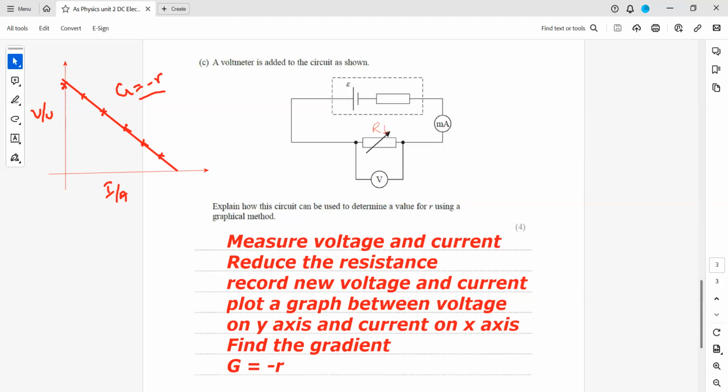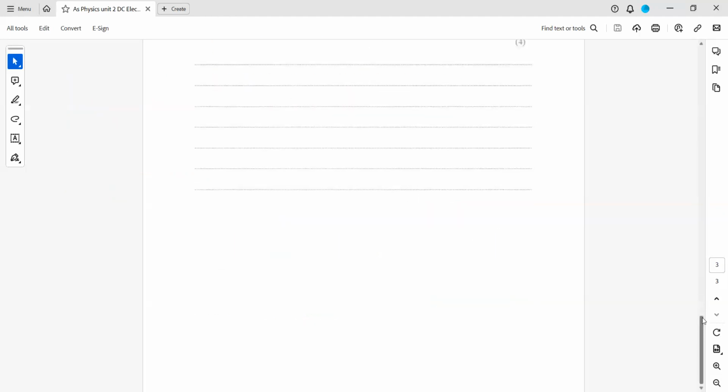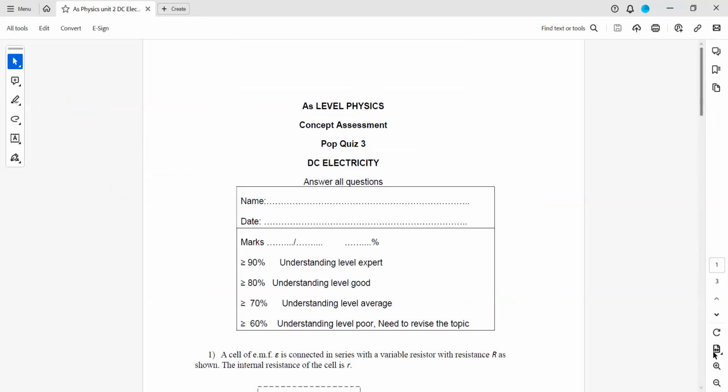So how the marks are distributed: we'll take the reading for voltage and current, and we'll reduce the resistance and record the new values for voltage and current. We'll plot the graph and the gradient will give us the negative of the internal resistance. So this was pop quiz 3 related to DC electricity.